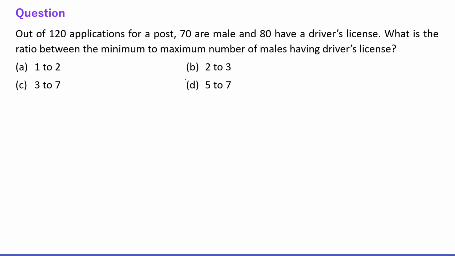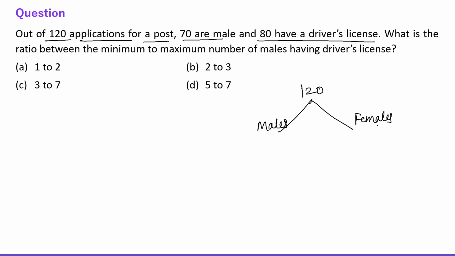Okay. Next question is saying, out of 120 applications for the post, 70 are males and 80 have driver's license. Okay, just wait. 120 applications, males, and this is females. So male are 70, then obviously female are 50, right?